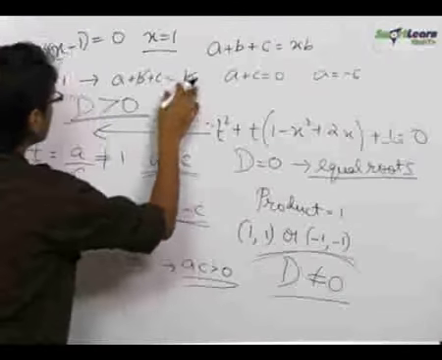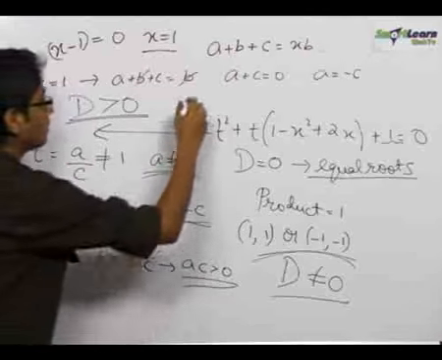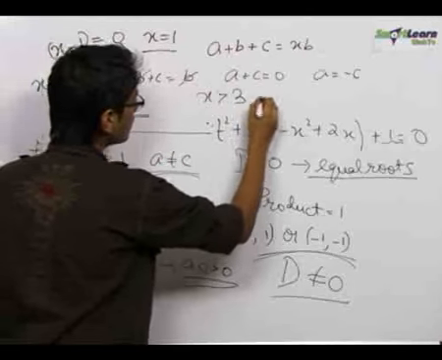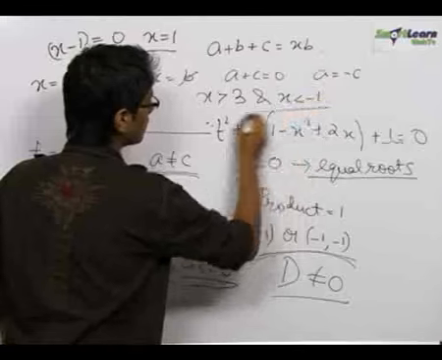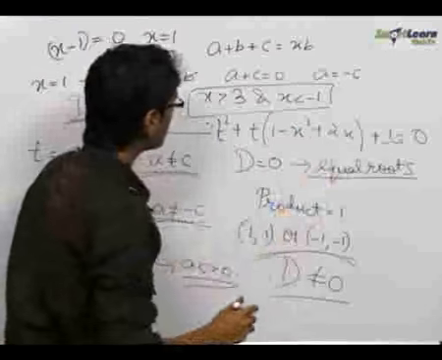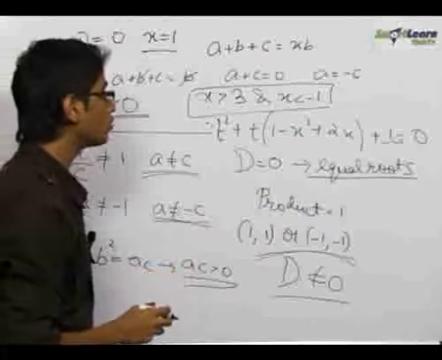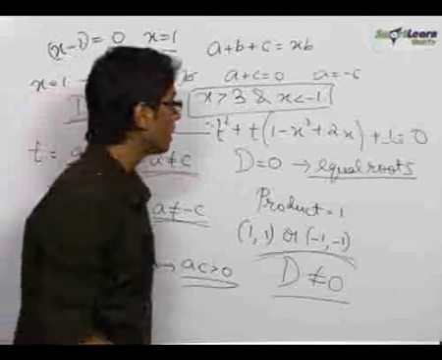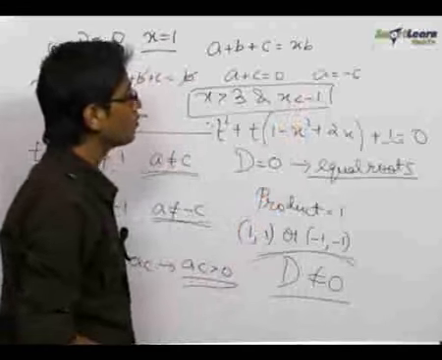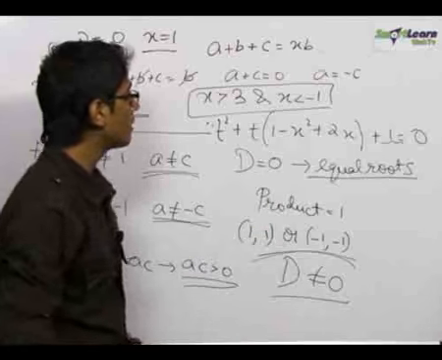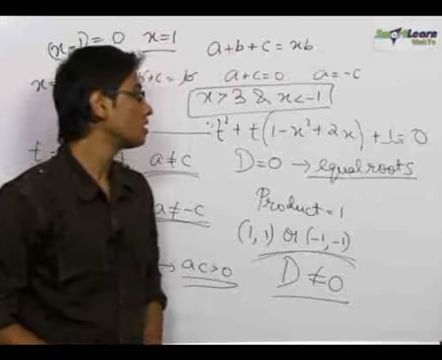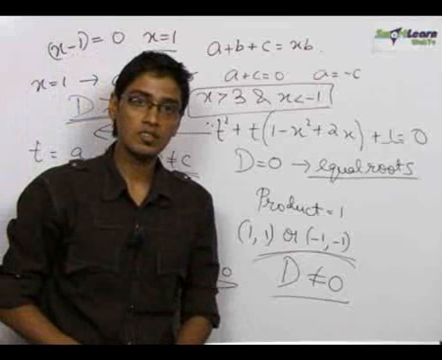Hence x has to be strictly greater than 3 or strictly less than minus 1. So the results which we got earlier were x greater than or equal to 3, so removing the equality sign, and x less than or equal to minus 1, removing the equality sign from this as well, we get the final answer as x greater than 3 and x less than minus 1, which is our final result.